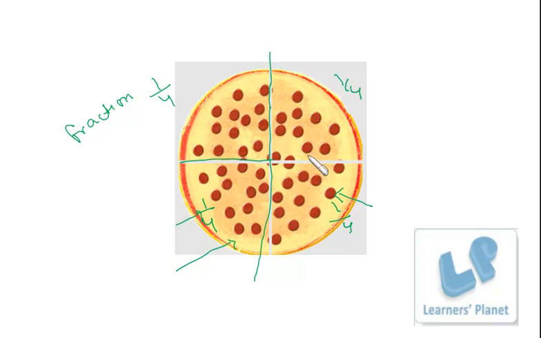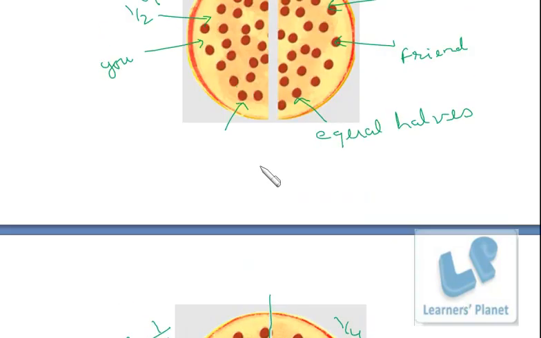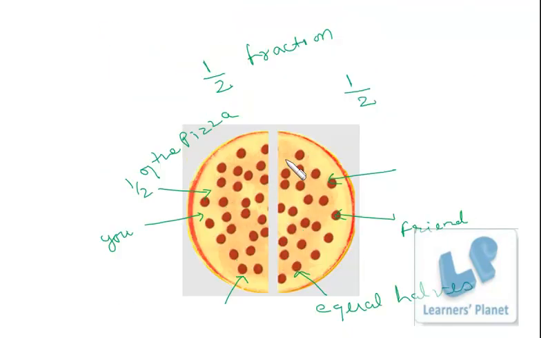All these four parts are equal. So what we have done? We divided this pizza into four equal parts. If there are four equal parts, each part is equal to 1/4, okay? If there are two equal parts, then each part is equal to 1/2, as I have told you over here, okay?